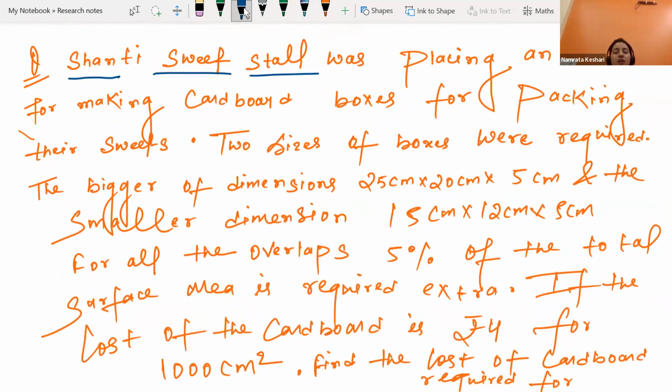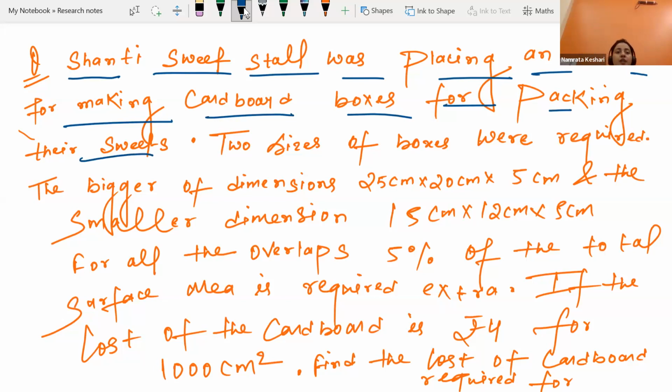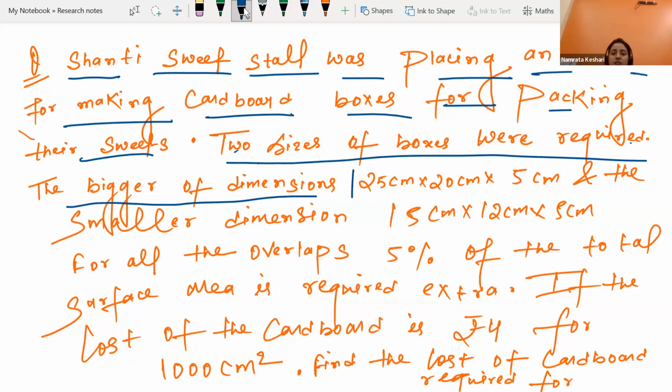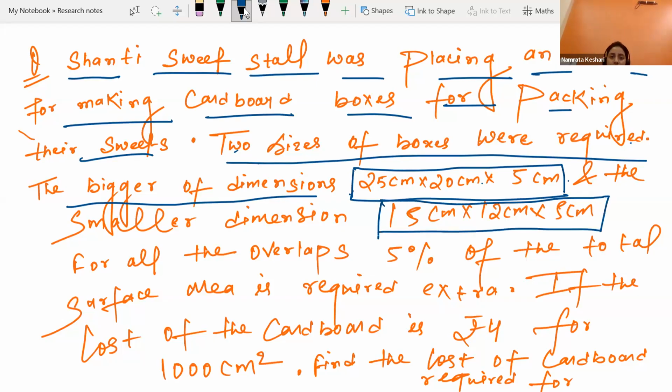A sweet stall was placing an order for making cardboard boxes, the sweet boxes, for packing their sweets. Two sizes of boxes were required. The dimension of the bigger box is 25 into 20 into 5. That means one is length, another is breadth, another is height. And the smaller dimension is given as 15 into 12 into 5. Length, breadth, height is given.